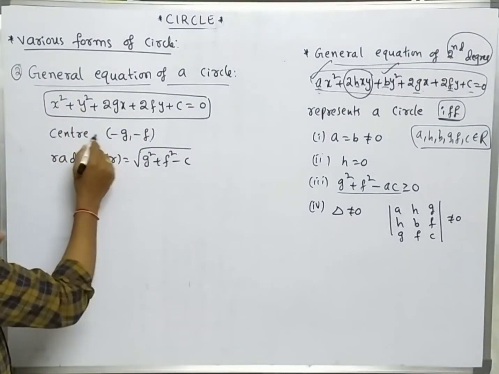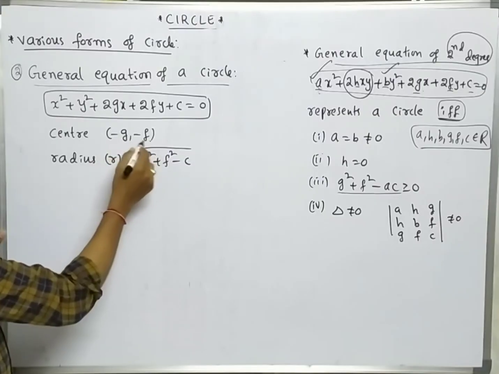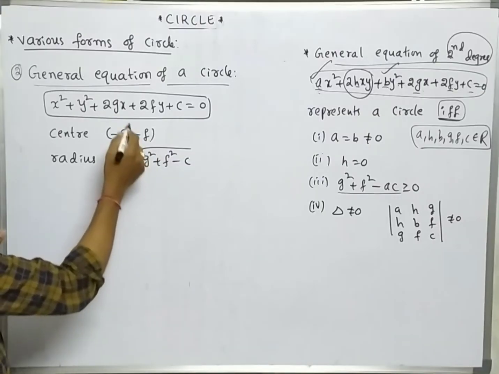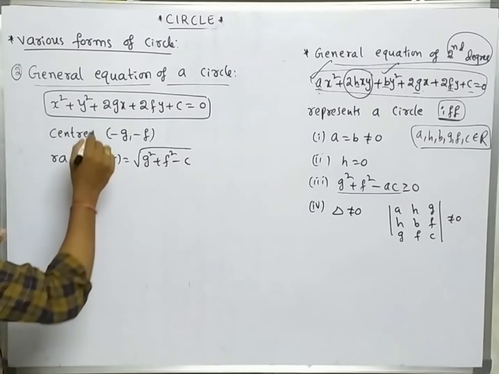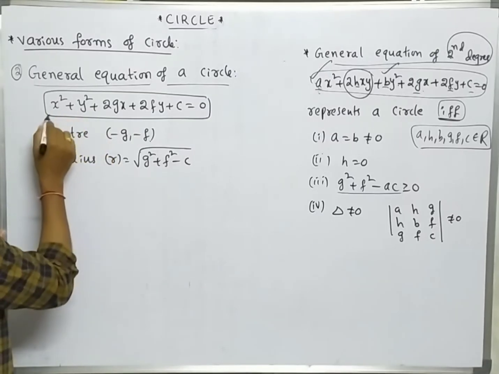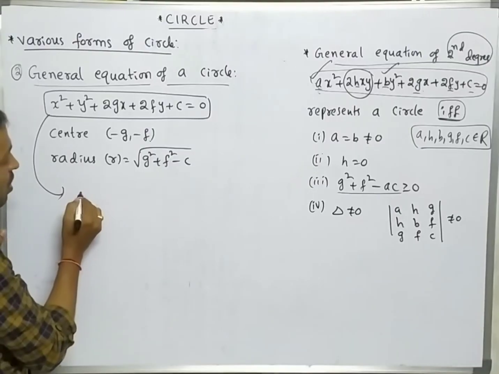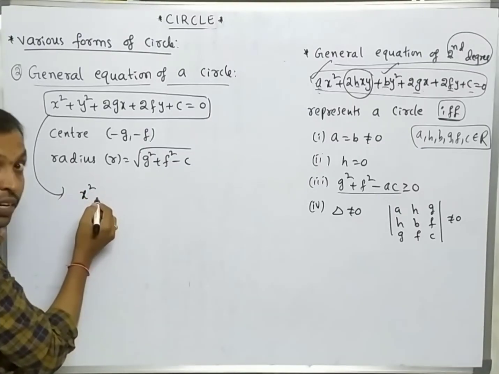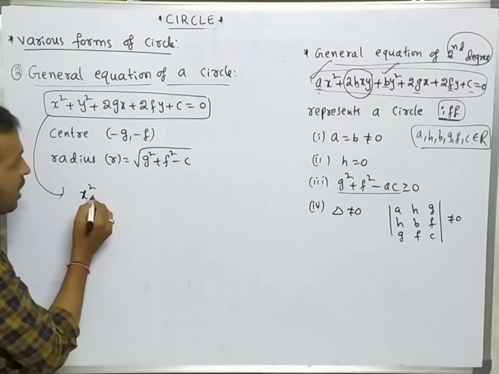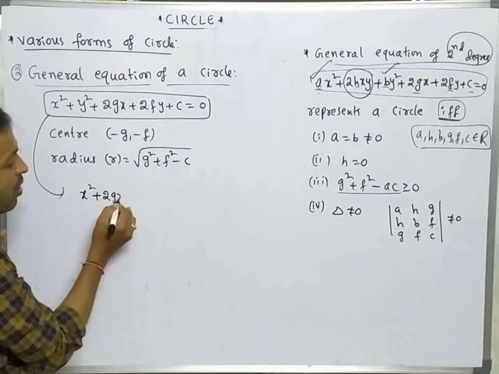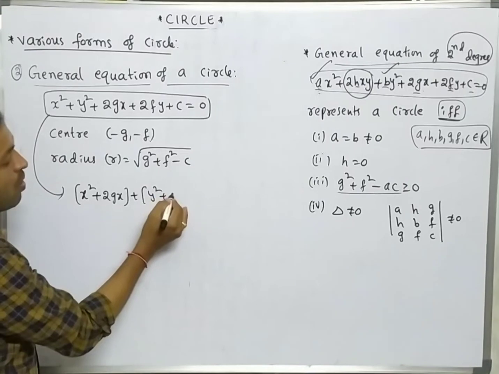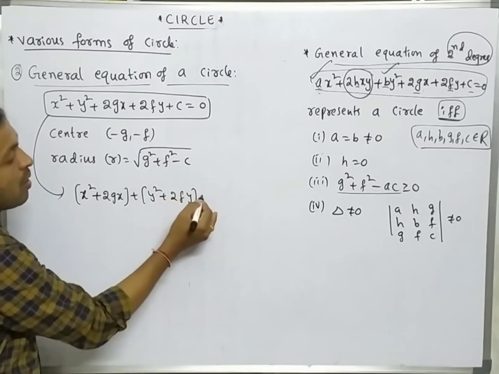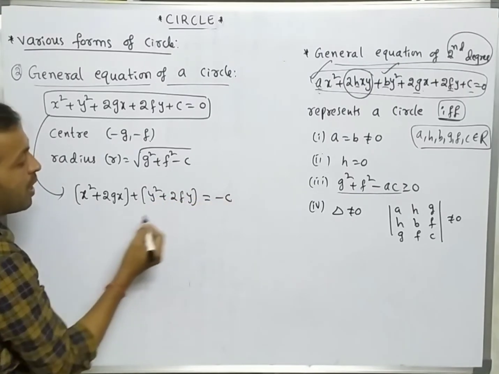Okay, so how can we find the center and radius from the general equation? Here I am giving the derivation. Convert the general equation into standard form. How can we convert? Completing the square: x square plus 2gx in one bracket plus y square plus 2fy in another bracket is equal to minus c, right?